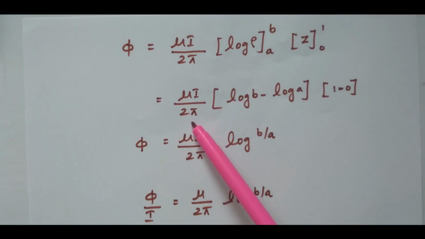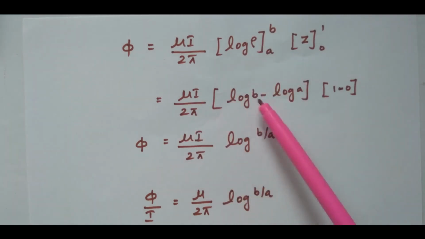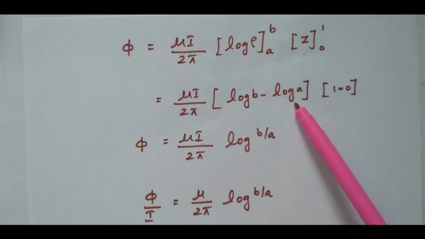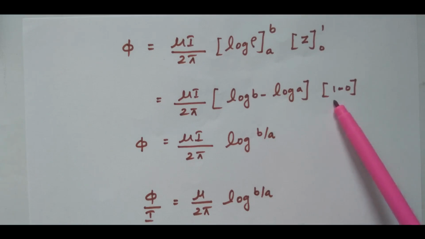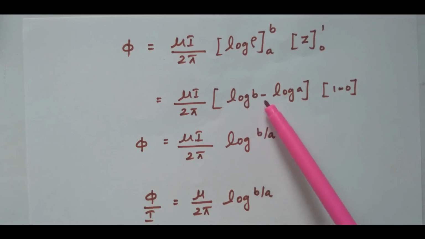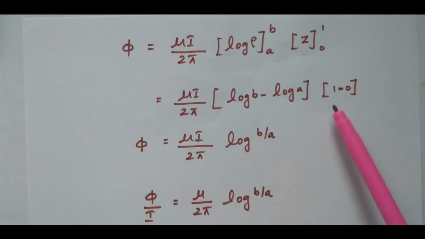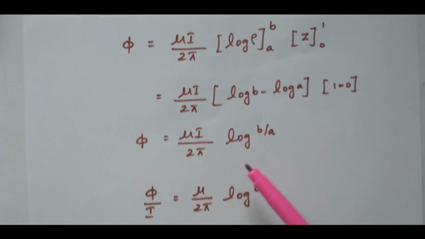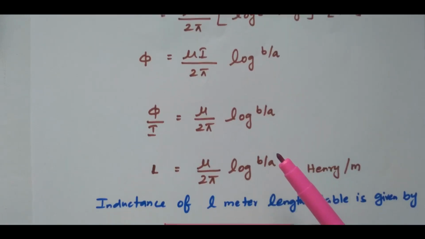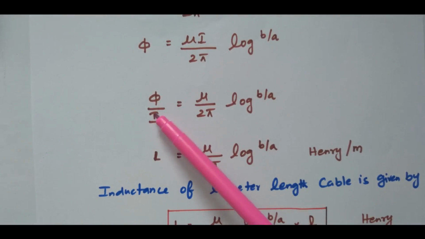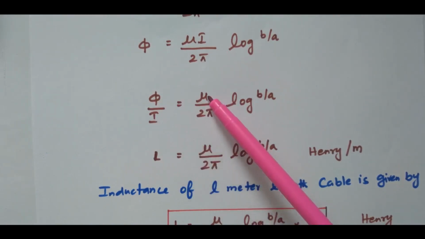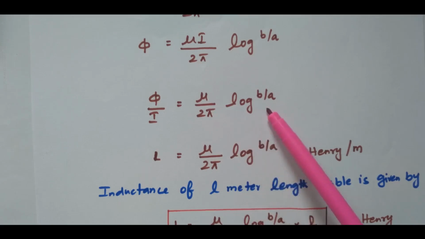Mu I divided by 2 pi, you substitute the limits: log b minus log a, upper limit minus lower limit. And here, upper limit 1 minus 0, that is nothing but 1. So, phi equals mu I divided by 2 pi. Log b minus log a can be written as log b by a. That you know very well. This becomes 1, right? Now our aim is to find the inductance. So bring this I to the denominator. So, phi divided by I equals mu divided by 2 pi log b by a.